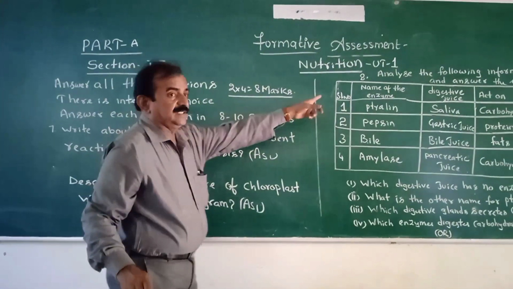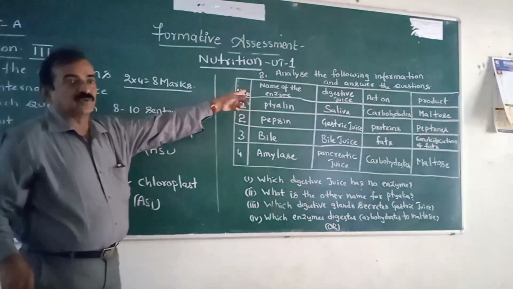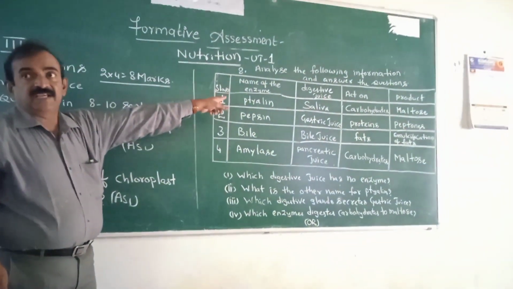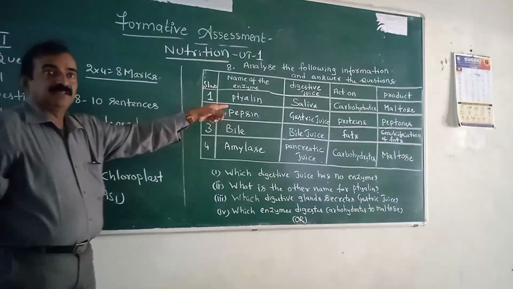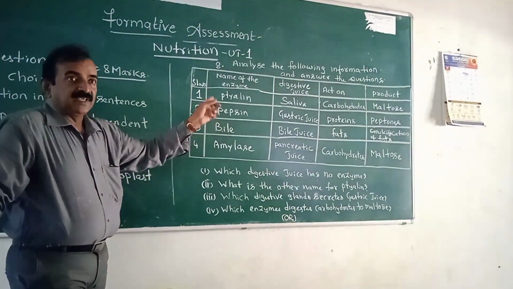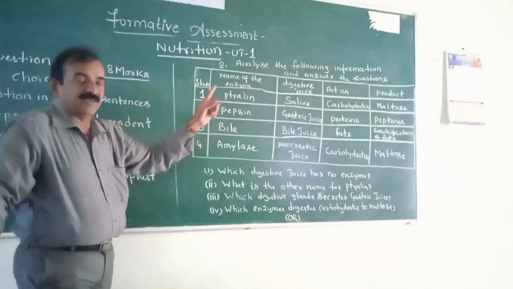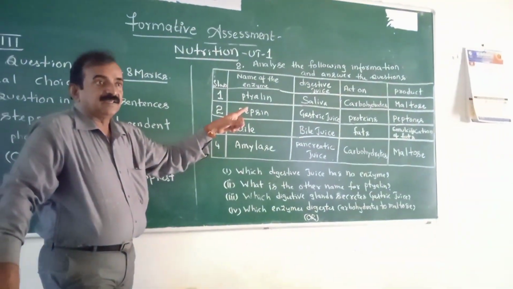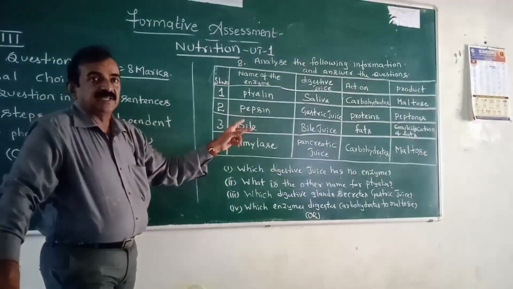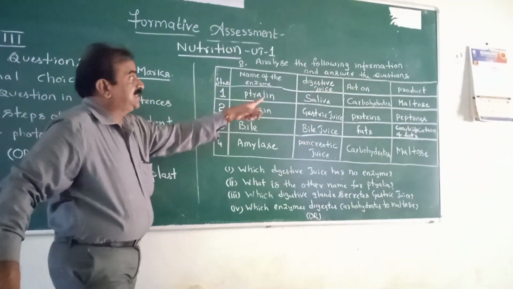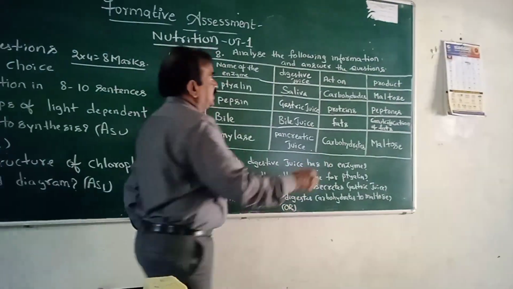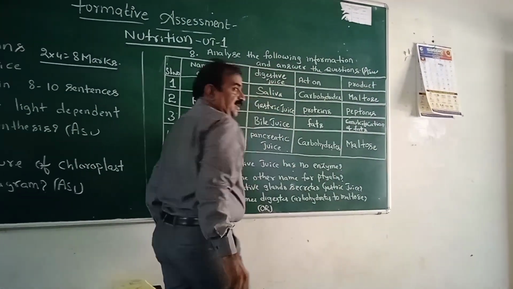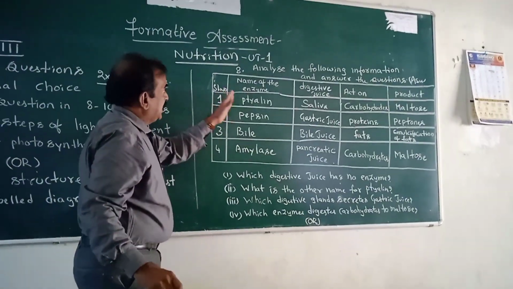Now this is not an AS1 question. This is an AS4 question. AS1 is concept understanding. AS2 is asking questions and hypothesis. AS3 is experimentation and field investigation. AS4 is information skill. This is an AS4 question, and this is a table.